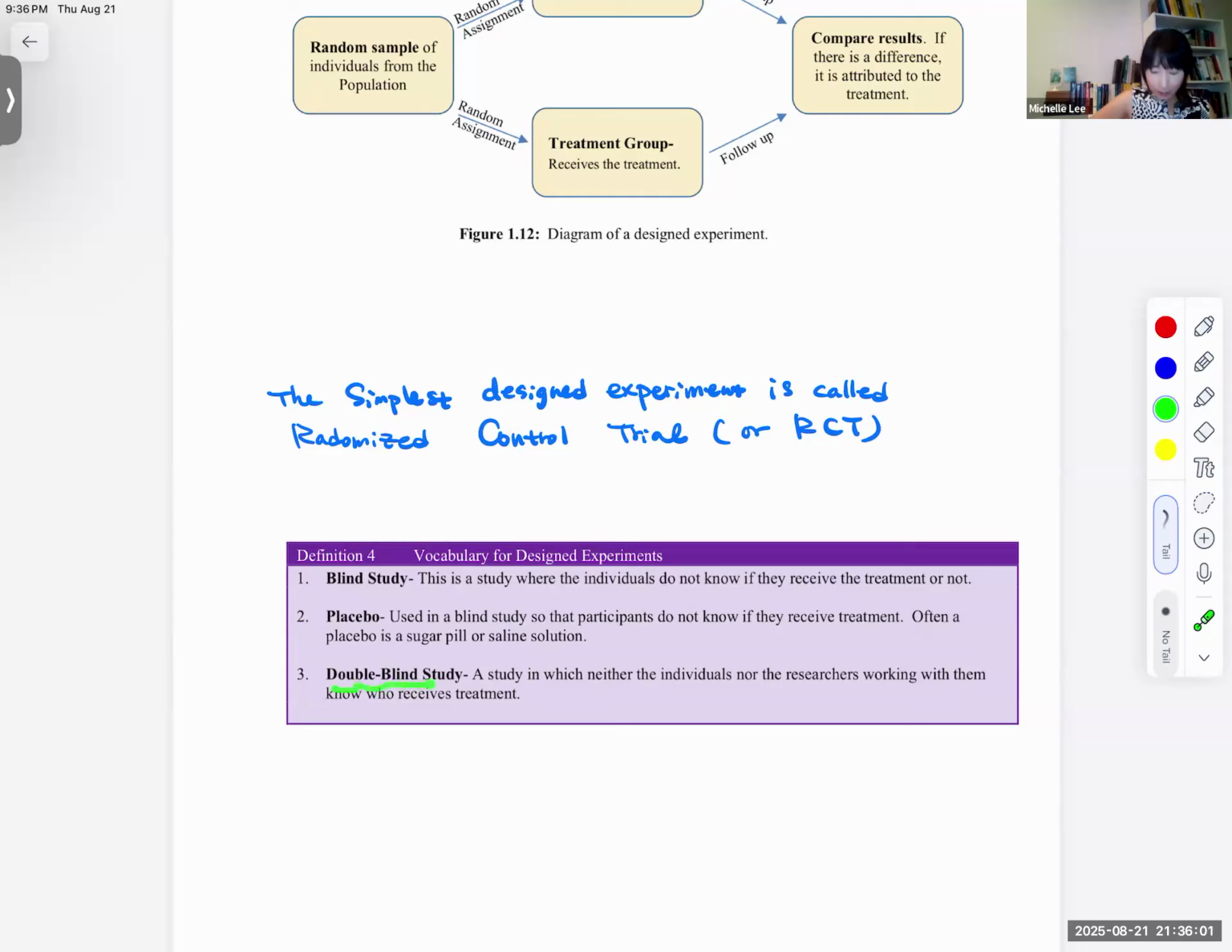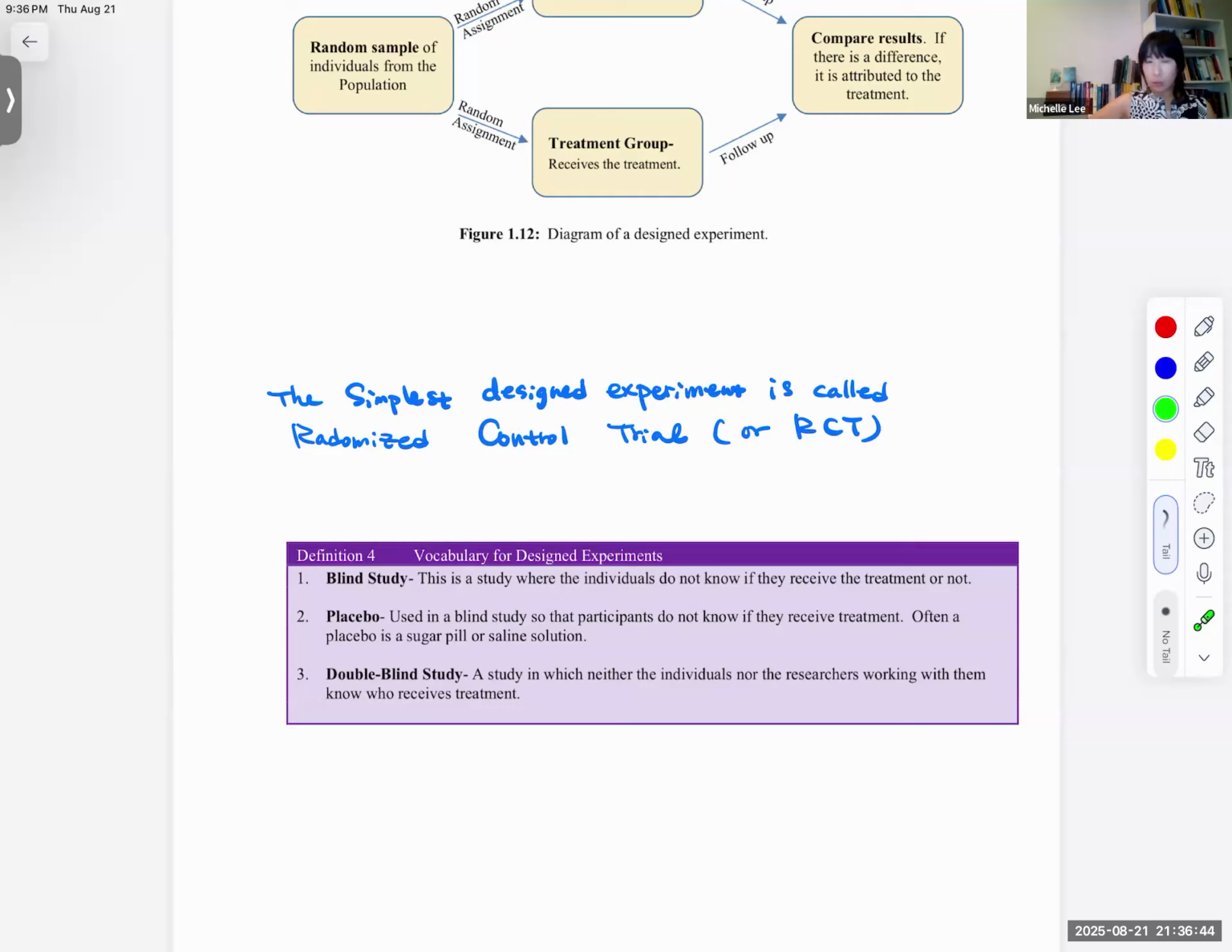We have a double-blind study. Almost said double-blind dating. Okay, a double-blind study is a study in which neither the individual nor the researcher working with them knows who receives treatment. In a double-blind study, only the top boss, only one person or just a few people know. Even the researcher does not know who received treatment, which group is not getting treatment, right? Okay, that's double-blind.